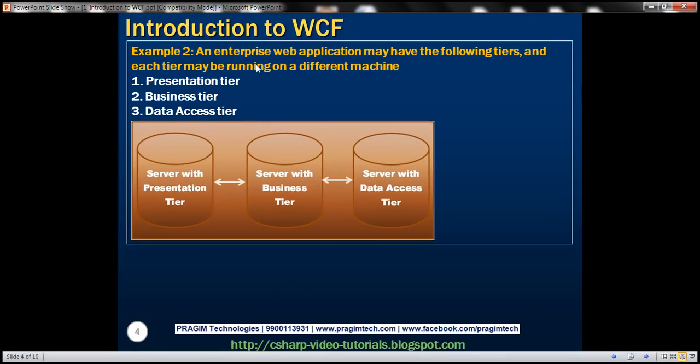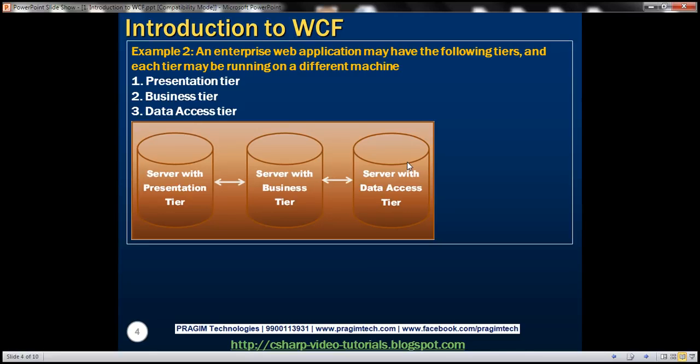We may have an enterprise web application with these tiers: presentation, business, and data access. And each of these tiers may be running on a different machine. Now you may be wondering, why would somebody break down an application into different tiers, and why would they deploy those tiers on different machines? That's basically to improve the scalability of the application. First, let's understand what we mean by scalability. Scalability means as the number of users increase, you don't want the performance of the application to degrade.